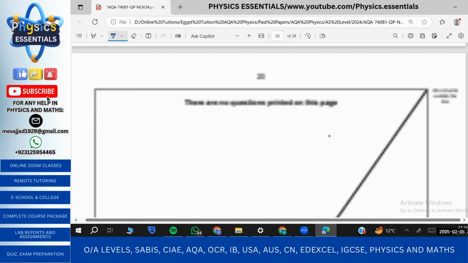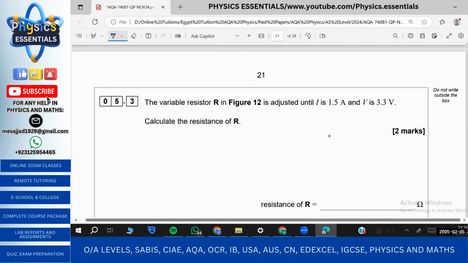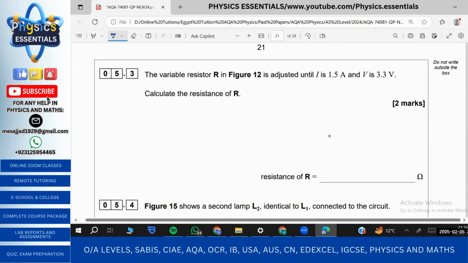Okay. 5.3. The variable resistor R in figure 12 is adjusted until I is 1.5 ampere and V is 3.3. Calculate the value for the resistor R. Now that was the question that we have done before. So we will just write V equals IR1 and V equals IR2, and that is actually your lamp resistance. So V equals I, right?